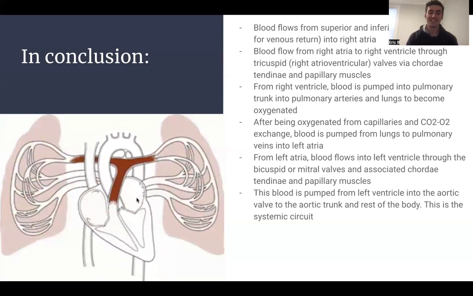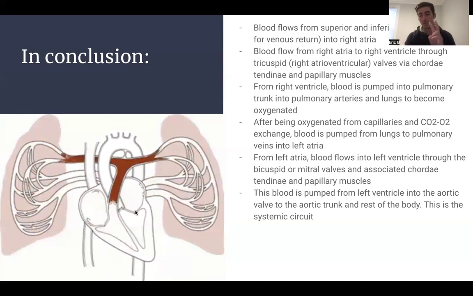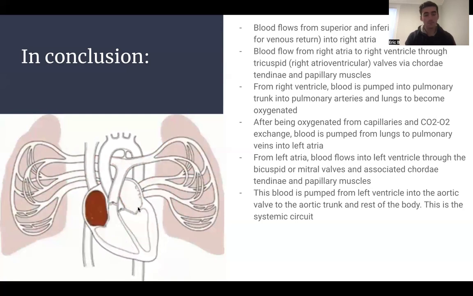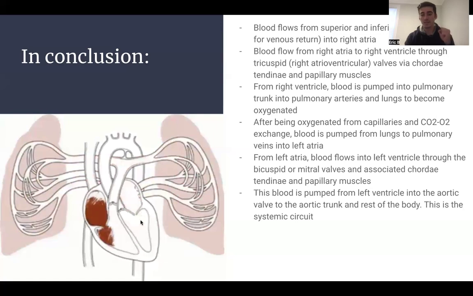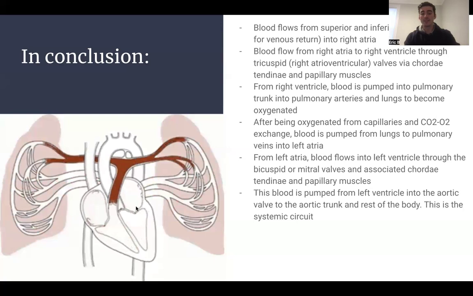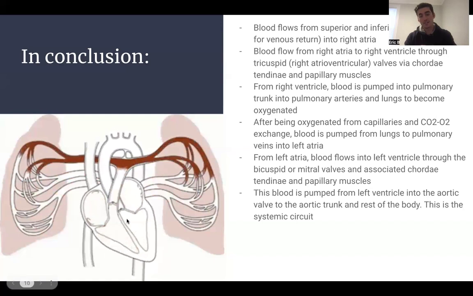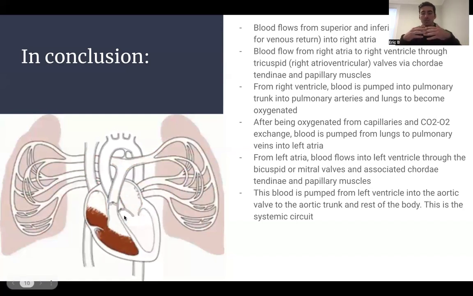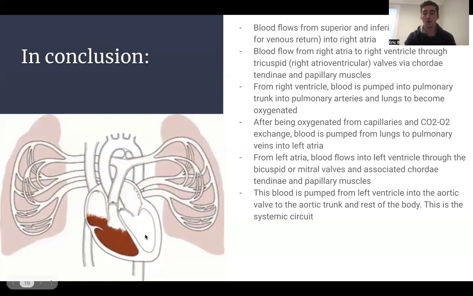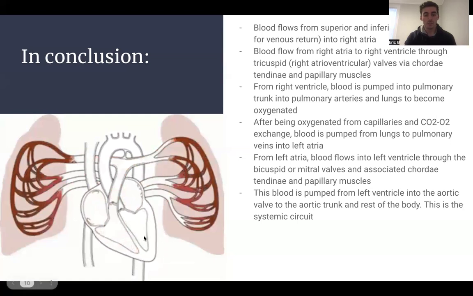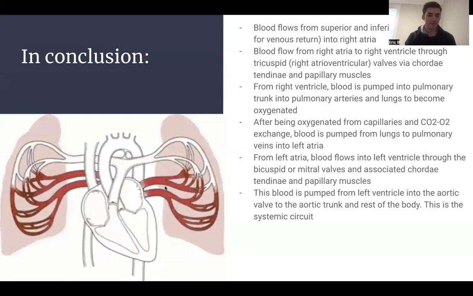Now, the left atria, once the pressure gets high there, the bicuspid valve, or those two cusps or leaflets, whatever you want to call them, are going to open up through the chordae tendineae and the papillary muscles. That blood is then going to flow into the left ventricle. Once the pressure gets high there, the bicuspid valves are going to start to close up, and then we're going to have the aortic semilunar valves. Those are going to open to allow the blood to be transported from the left ventricle into the aortic arch and then out to the rest of the body.